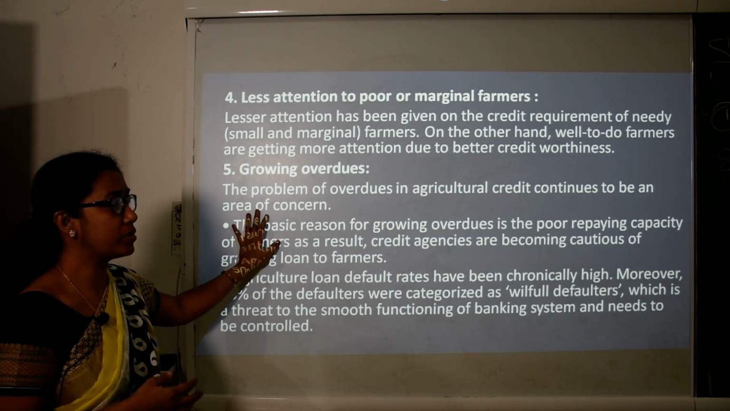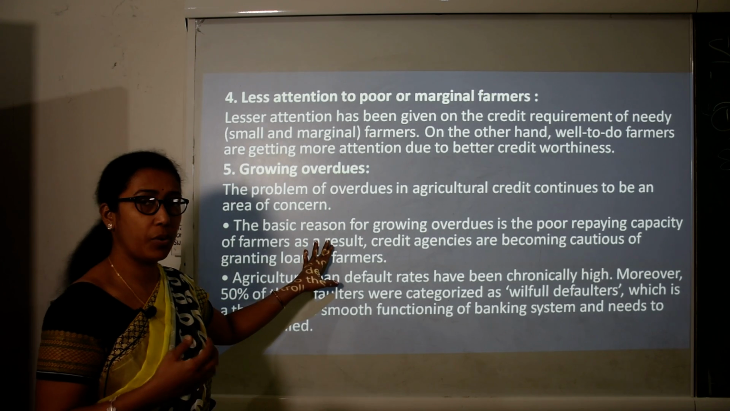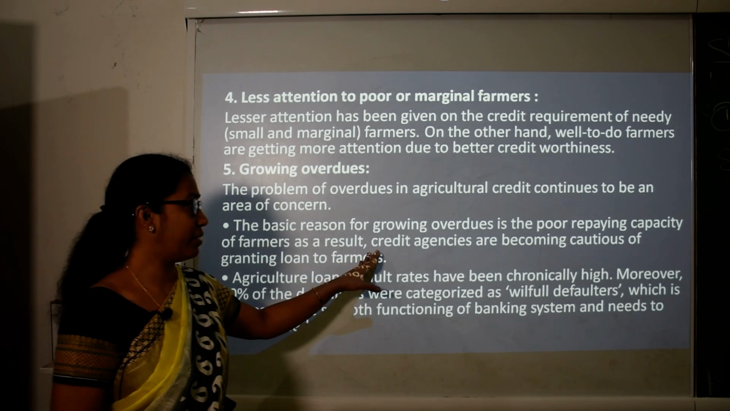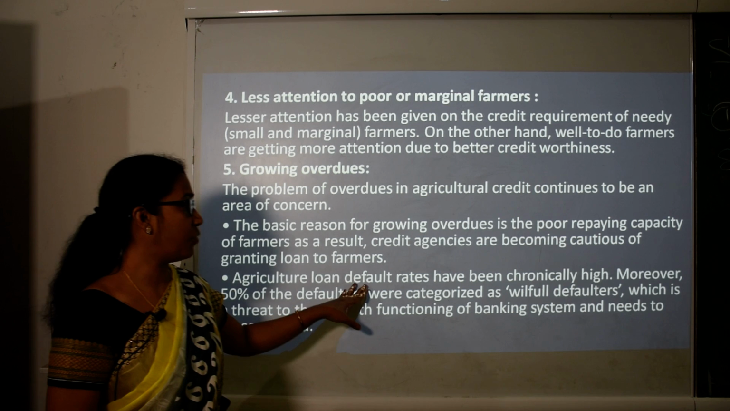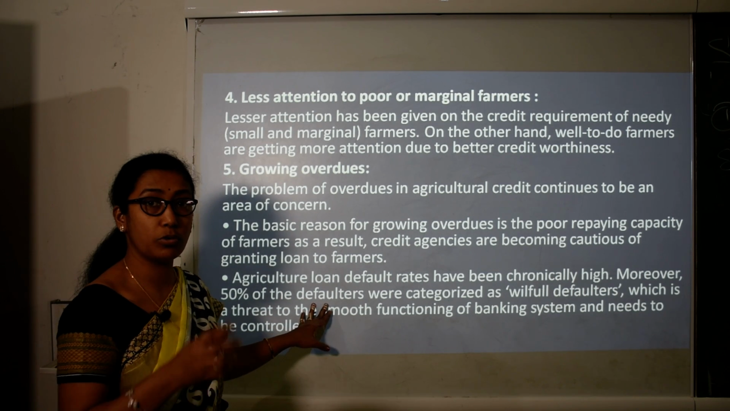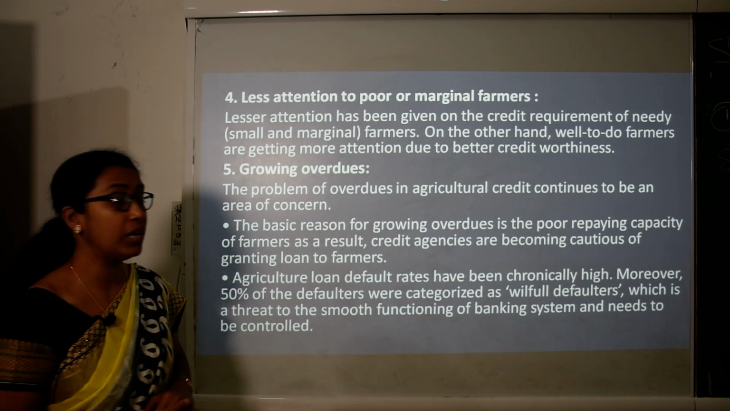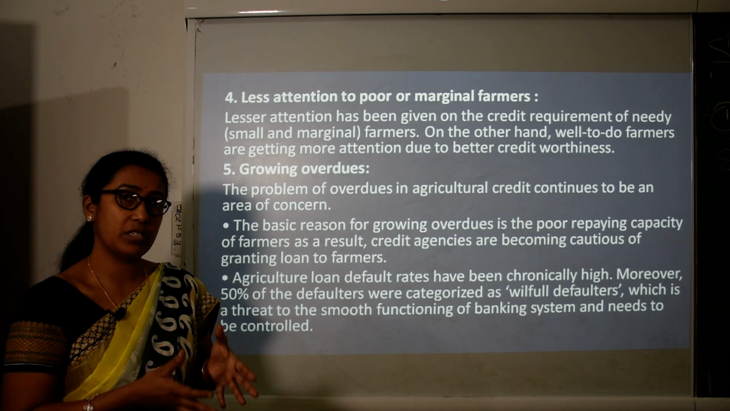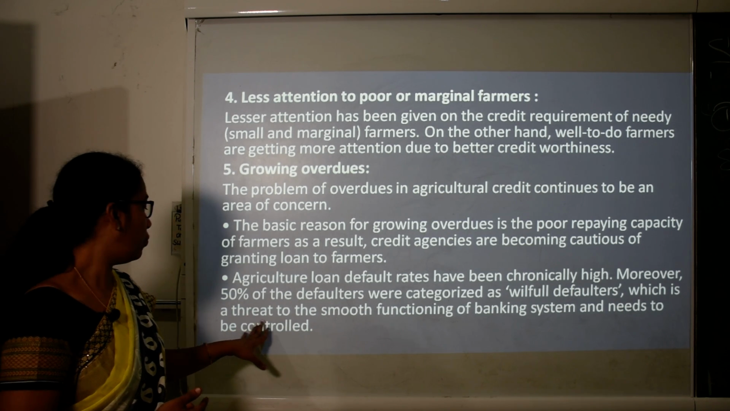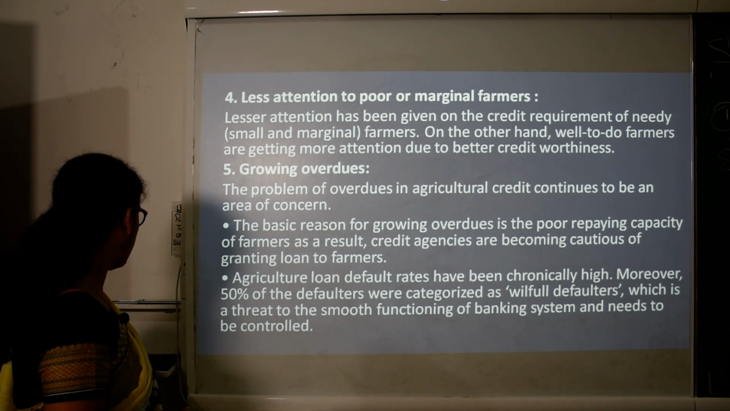The problem of overdues in agricultural credit continues to be an area of concern. The basic reason for growing overdues is the poor repaying capacity of small and marginal farmers to these credit agencies, and agricultural loan default rates have been chronically high, that means severely high, as 50% of the defaulters, those who are unable to repay the loan, were categorized as willful defaulters. That means sometimes these small and marginal farmers intentionally default, not repaying the loan amount, which is a threat to the smooth functioning of the banks providing credit facilities, and which needs to be controlled.